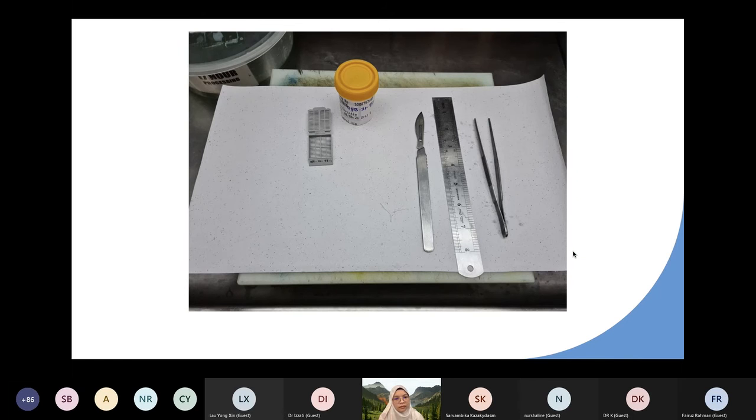This is to show you the basic instrumentation that we use during grossing. This one here is a tweezer to hold the specimen, a ruler to measure, and a scalpel blade, or sometimes we use a grossing knife for big specimens to section the tissue into smaller pieces. This one here is a tissue cassette, where we place the tissue after grossing for further processing. For large hard tissue specimens, a saw or electrical saw is needed to cut the tissue into smaller fragments.